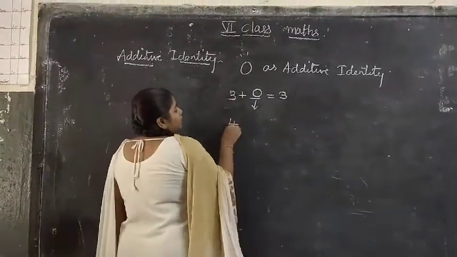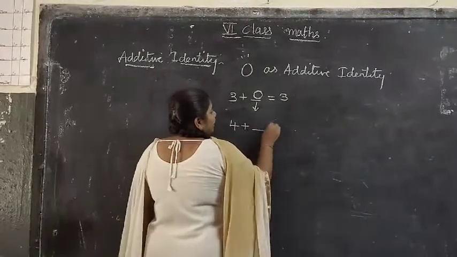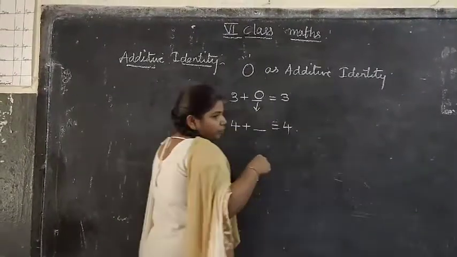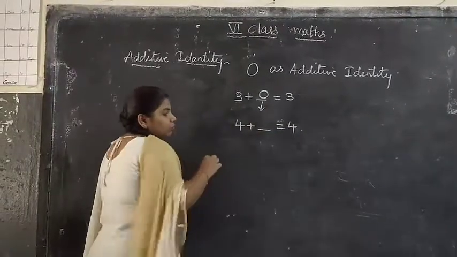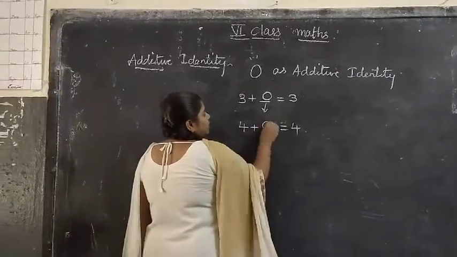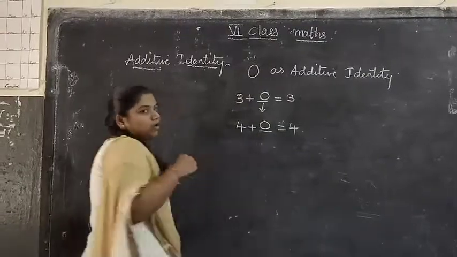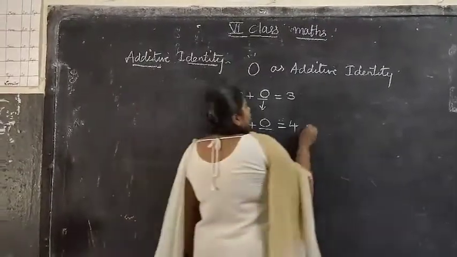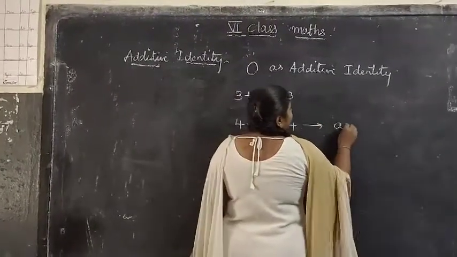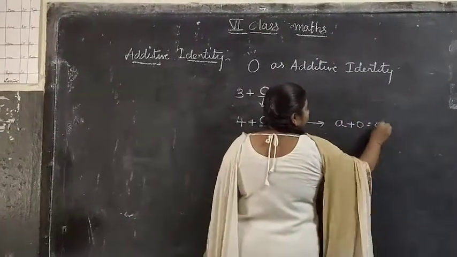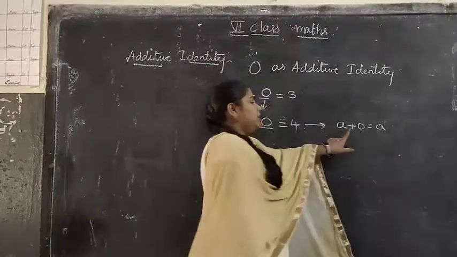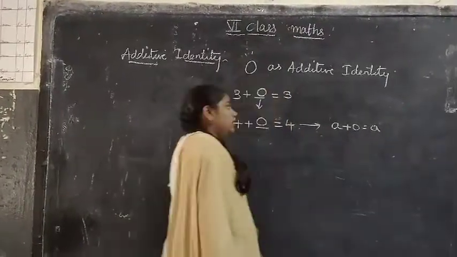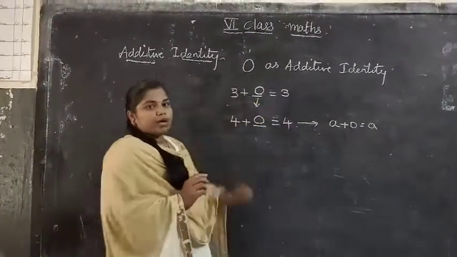In the same way, for 4, how much will you add to get 4 again? 0. So this 0 we will call the additive identity. So you can write the general form as a plus 0 is equal to a. So what is the general form for additive identity? That is a plus 0 is equal to a. So 0 is called the additive identity.